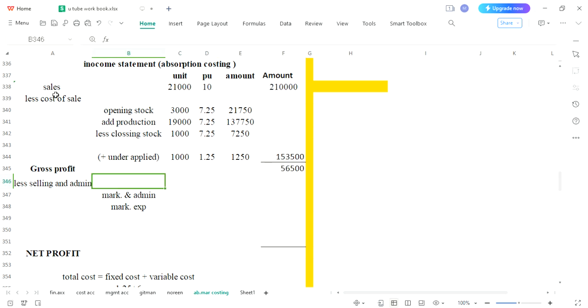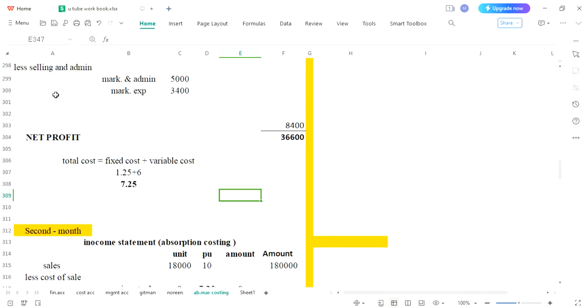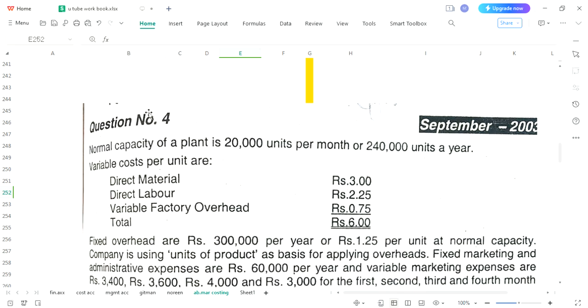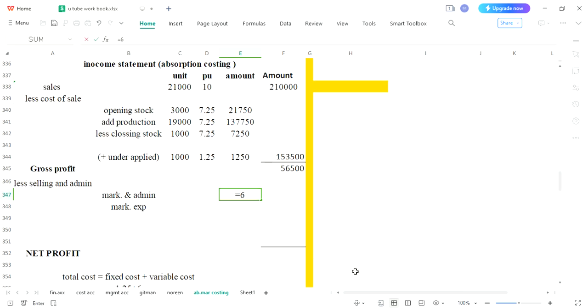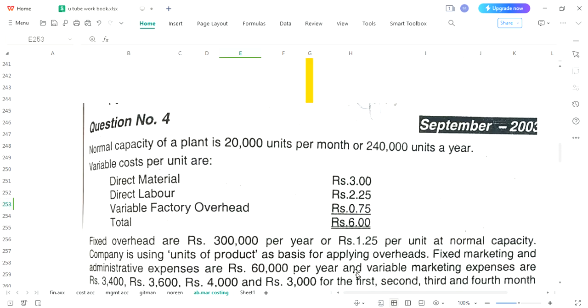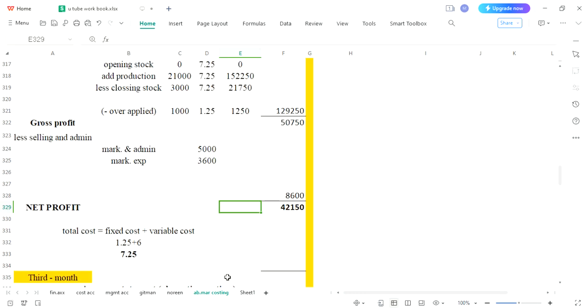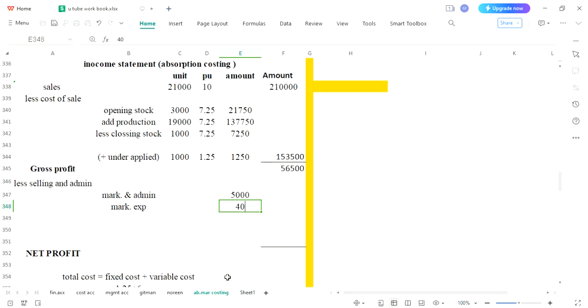Then as usual, marketing expenses. I'm sure you remember marketing 5,000, and the second marketing is to be seen. It was said that fixed marketing expenses are 60,000 per year. For the full year, if it is 60,000, then for a single month you will divide it by 12. This is the third time we are calculating the same marketing expenses. And you can see that for the third month, marketing expenses are 4,000. So let's put 4,000 as the second marketing expenses.